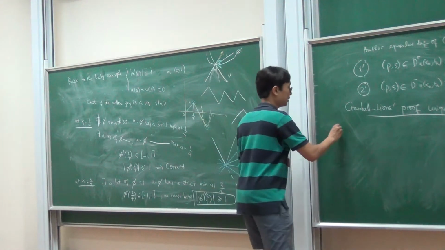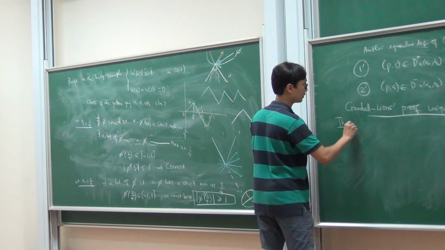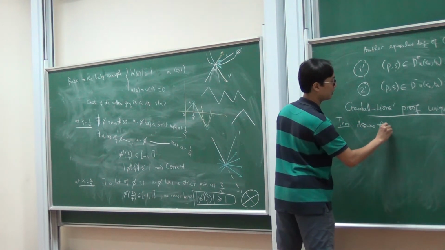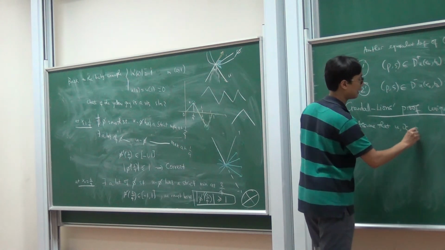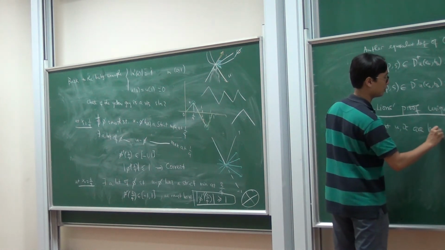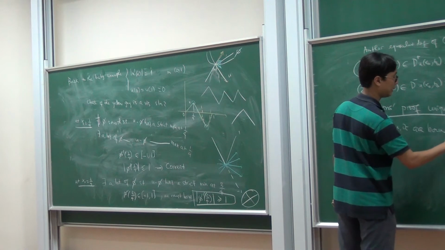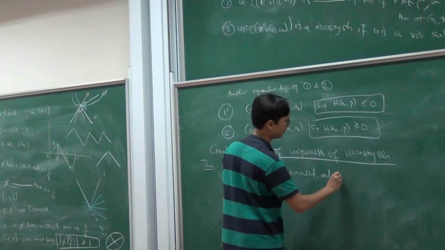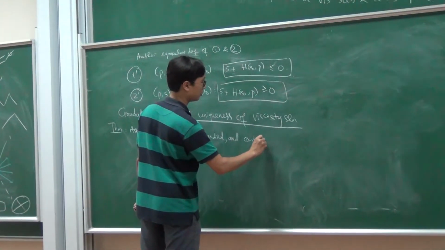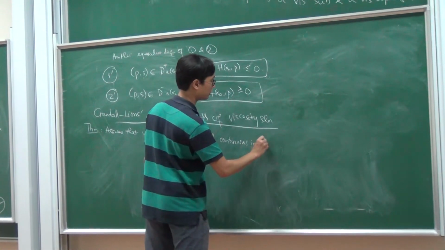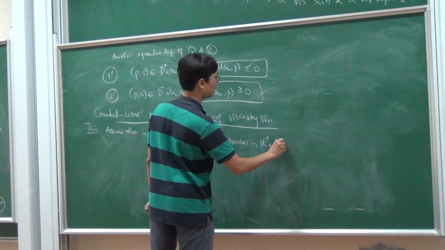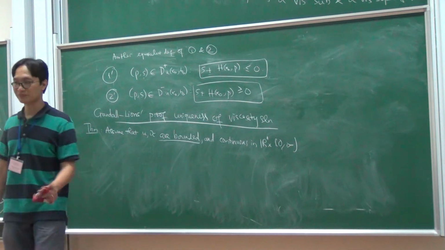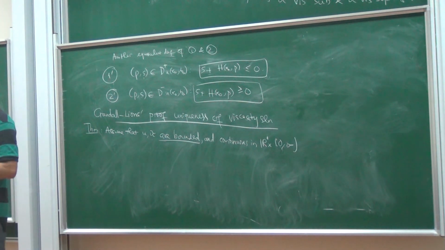So let me state the theorem. Assume that u and v are bounded and uniformly continuous in R^n cross (0, infinity). The assumption that it's bounded doesn't matter, I'm going to do that later.